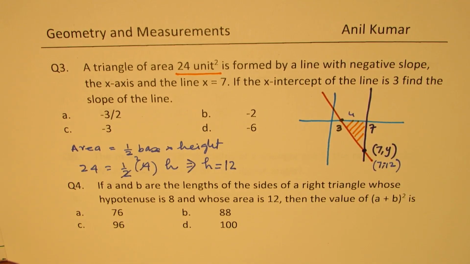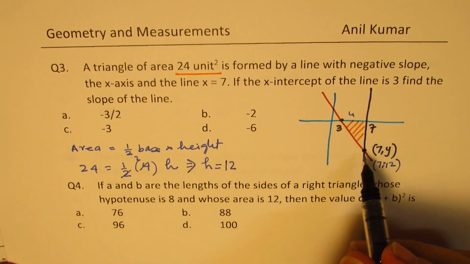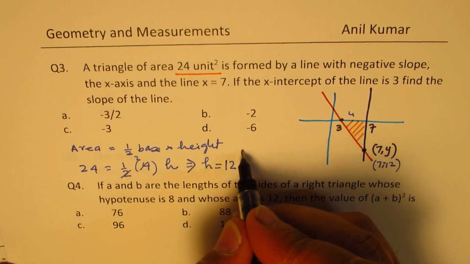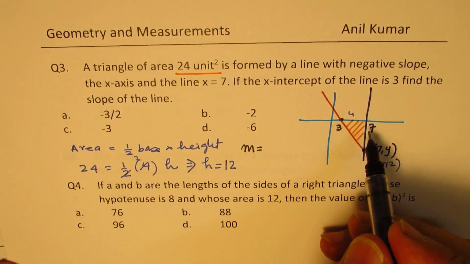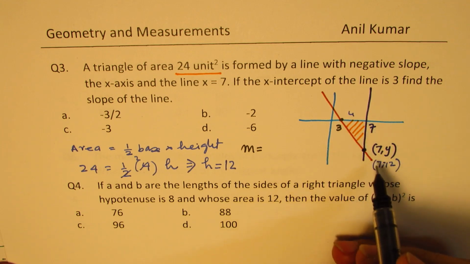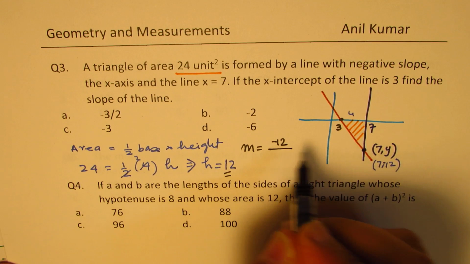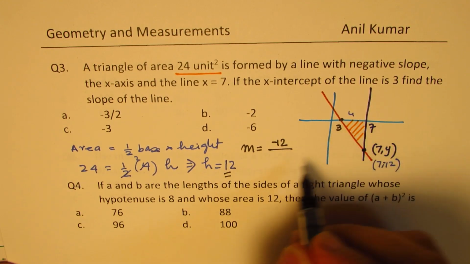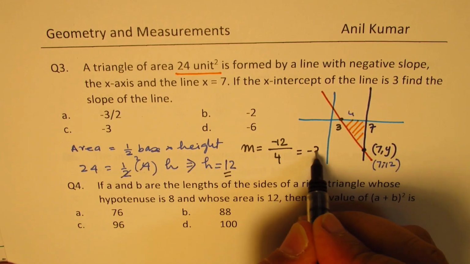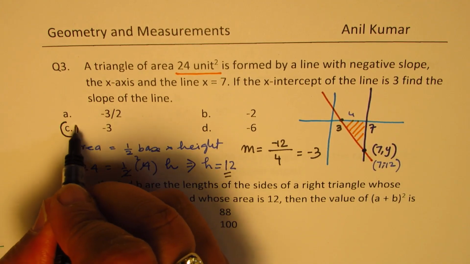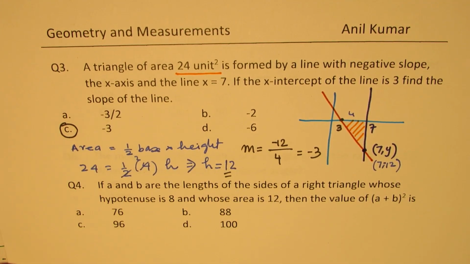Does that make sense? Now, we need to find the slope. Slope is rise over run. So slope m is basically, you are going down by 12, so minus 12, and you're going right by 4. So the slope is minus 3. So option C is the right option. Is that clear? Now these questions are very, very important, and therefore I'm taking my time to solve them.